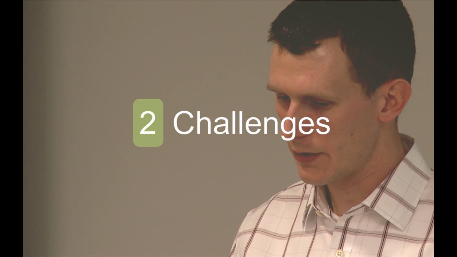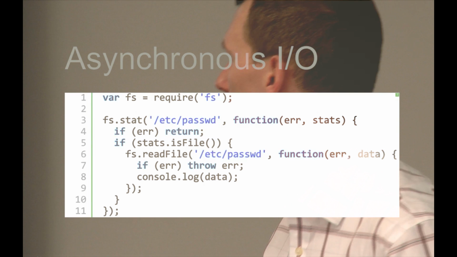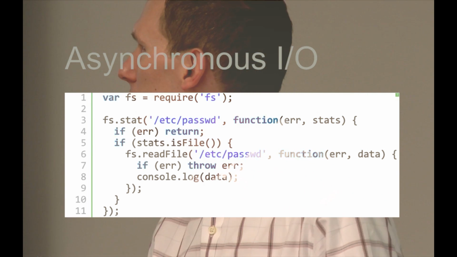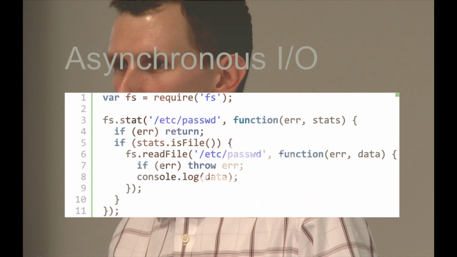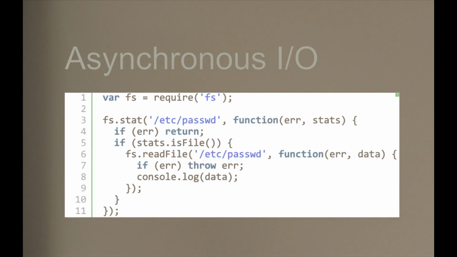So what are some of the challenges to this? I think the biggest one, coming from not programming asynchronously, is when you're doing I/O, you end up with a lot of these nested functions that you have to kind of think about. In the code, really, all I'm trying to do here is read a file if it exists. So check if it exists and then read it. And it's kind of a lot of code to do that.